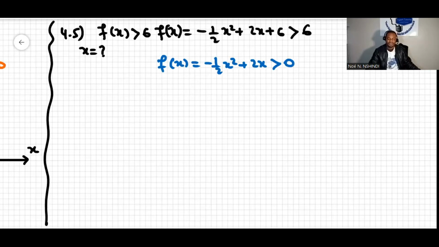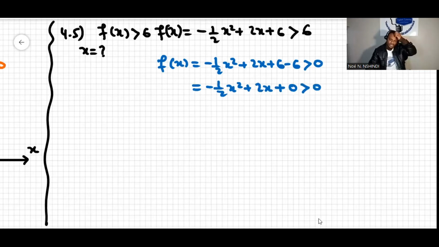Now from here, we will understand that the graph passes through the origin because it's like plus 0. Let me just say plus 0 here, because 6 minus 6, I'll show you like this. Plus 6 minus 6 is greater than 0. And then this will be negative a half x squared plus 2x plus 0 is greater than 0. I did it on paper just to show that this graph will pass through the origin, because the y-intercept here is 0.